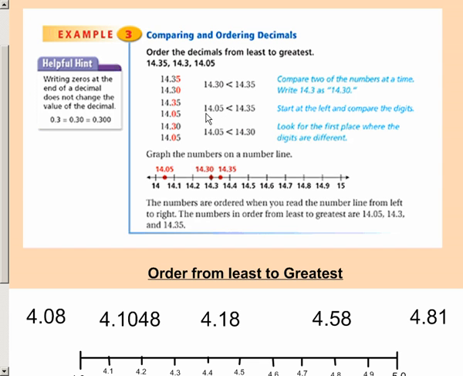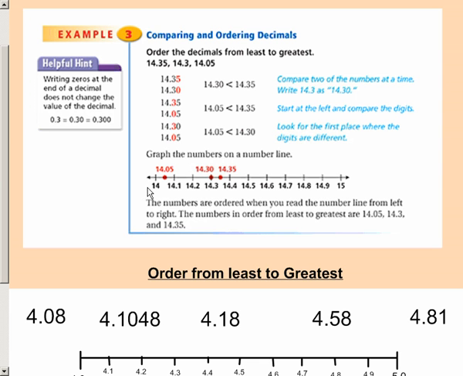Okay, then I can compare 14 and 5 hundredths is less than 14 and 35 hundredths because I tie with the tens, the ones, but then 0 is less than 3 tenths. And then 14.05 is less than 14.3 because they tie, 0 is less than 3. So that's just sort of what we did last strategy.